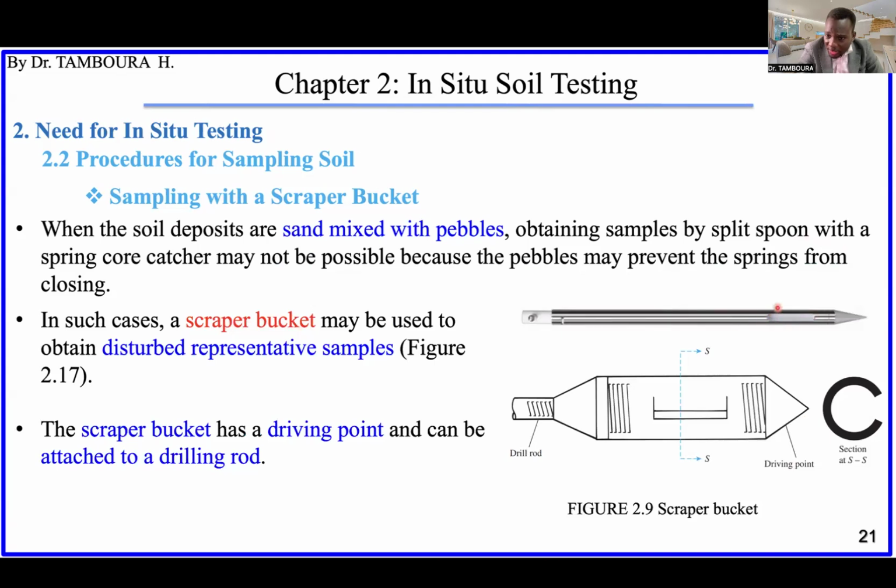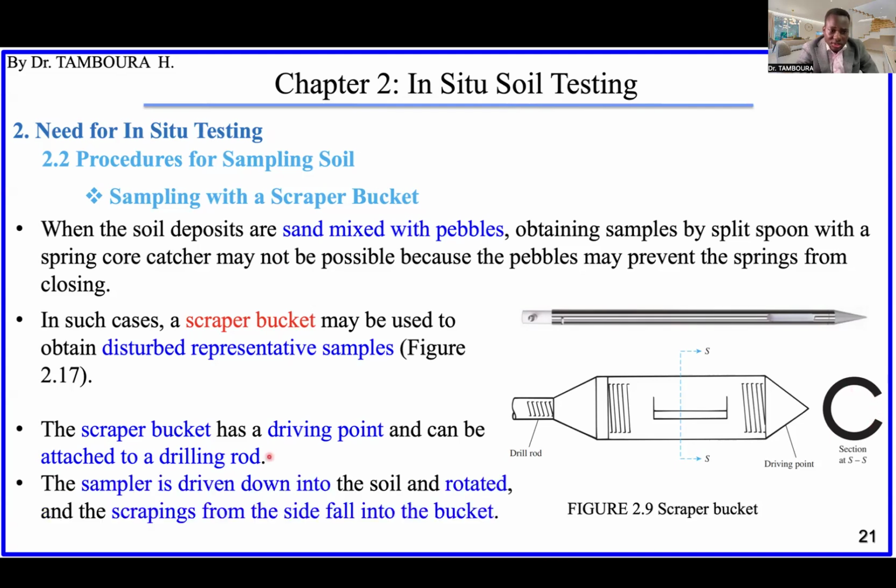So the soil is entering from here when you are driving this driving point, and here is the opening, that is the same opening that is represented here. So the sampler is driven down into the soil and rotated. So you put it down and you rotate. While you are rotating, it is collecting soil sample, okay, from the side.